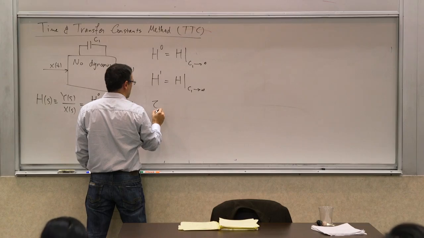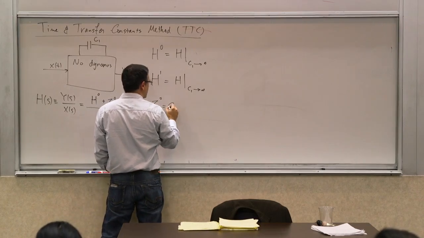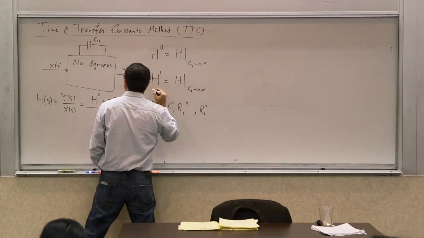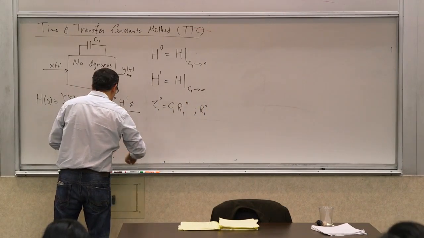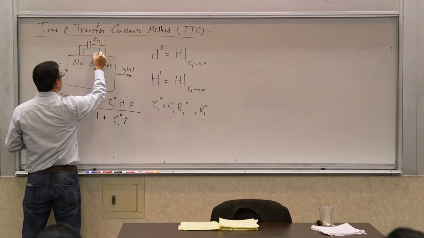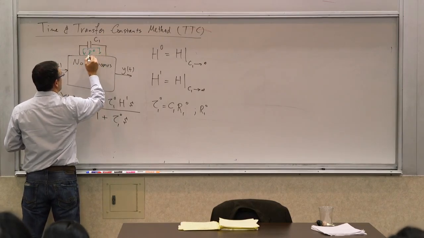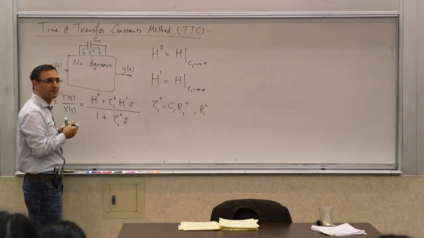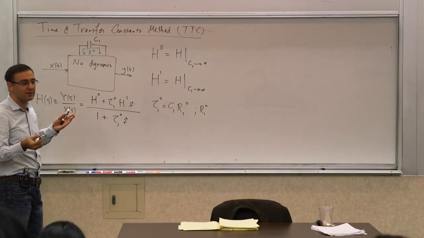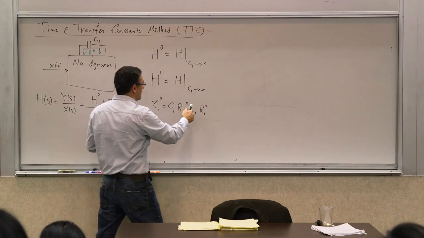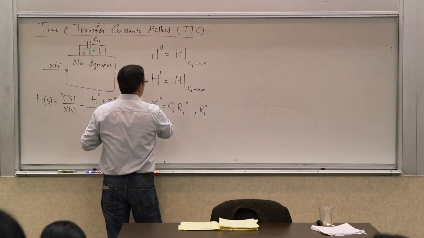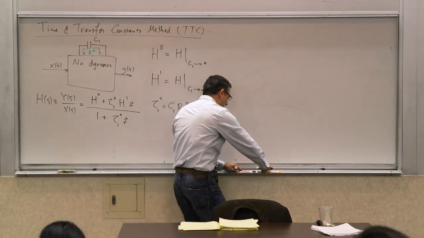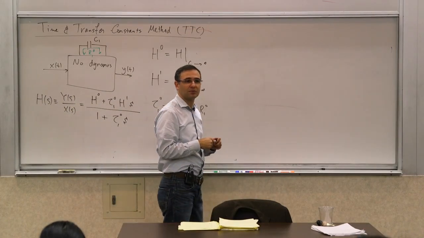And tau 1,0 is C1 times R1,0, where R1,0 is the resistance seen by the capacitor. If you remove the capacitor and look across here, when you null all the independent sources, and this 0 also means null all the independent sources, 0 value everything, the sources, is this resistance times the capacitor. So this may look complicated to you again, but let's do a couple of examples to see how this works.